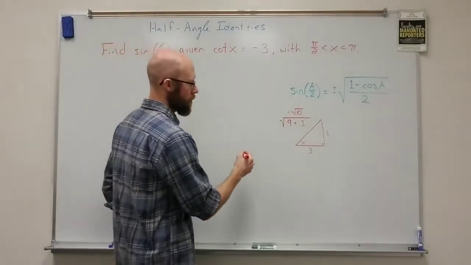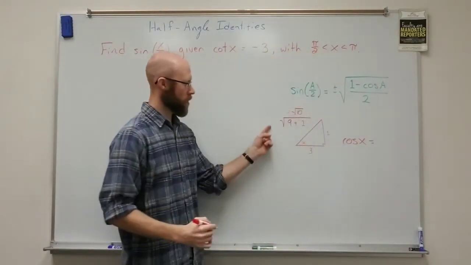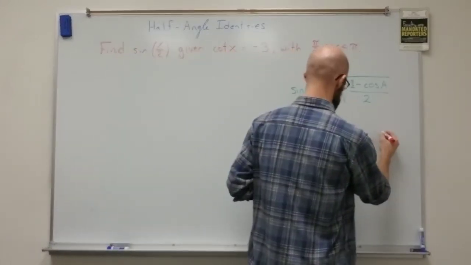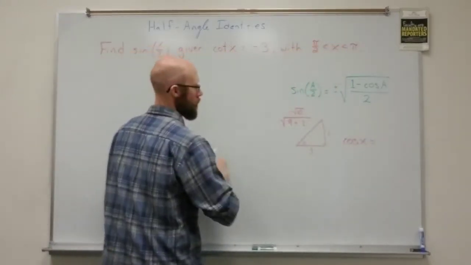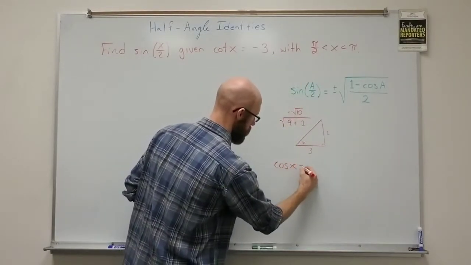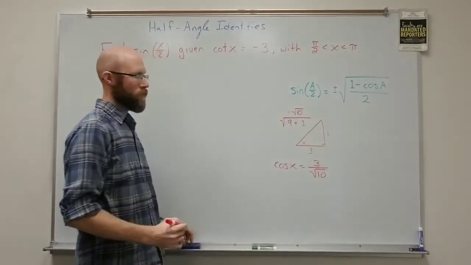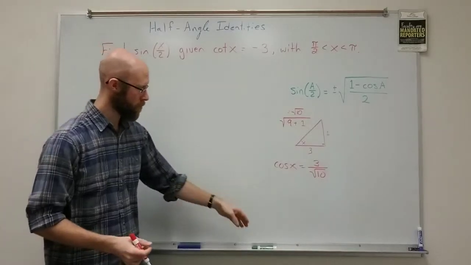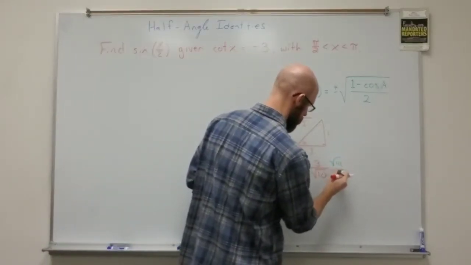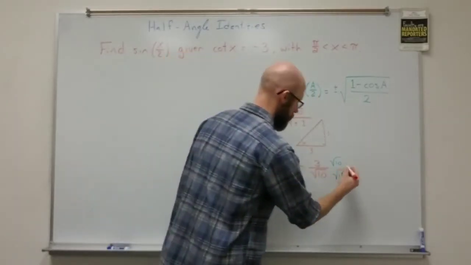And that tells us then that the cosine of x is the adjacent over hypotenuse, which is 3 over root 10. So we'll do this. Cosine of x equals 3 over square root of 10. Of course, we want to rationalize that, so we'll multiply top and bottom by root 10. And that gives us 3 root 10 over 10.